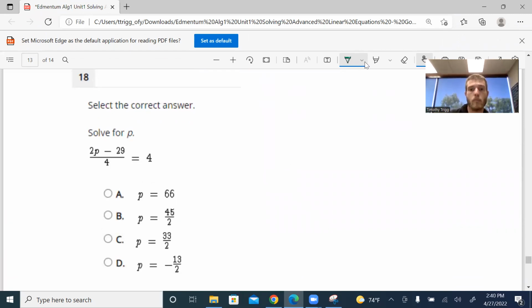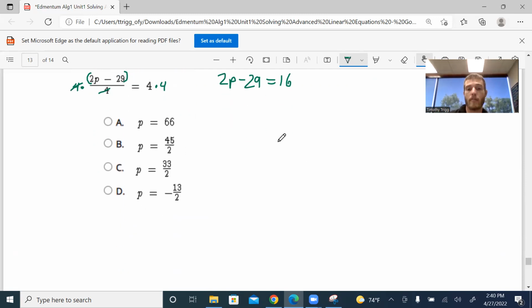This one's not too bad. What I would do first is, notice this left side of the equation has the whole thing divided by 4. So what you want to do is multiply by that 4 to cancel it. That means you also have to multiply the other side of the equation by 4. Remember, whatever you do to one side, you have to do to the other. That's going to give us 2p minus 29 equals, then on the right side, 4 times 4 is 16. Go ahead and try to solve it from there.